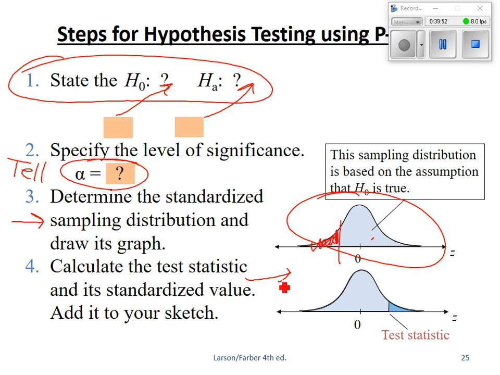Main thing here, state your HO and HA, figure out your level of significance. You might want to put down here, use the chart. When you go to write out your final sentence, your final statement, you want to use this chart.